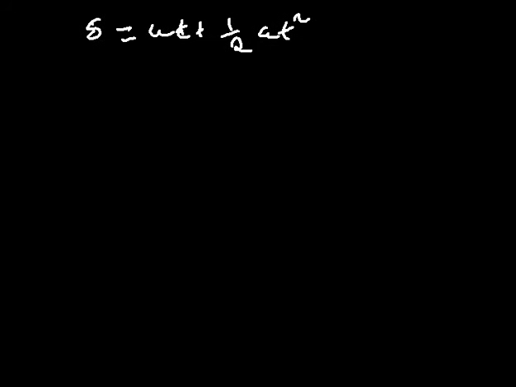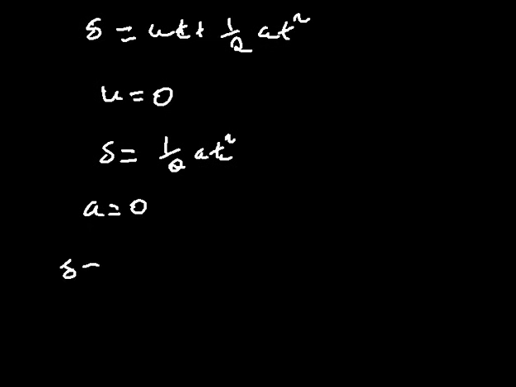Now whenever an object is said to be moving from rest, it means the initial velocity is 0. If that is the case, the displacement formula will be given as half at squared, because the whole of this one will be 0. If the object is moving at a constant speed, it means the acceleration is 0. The displacement formula will be given as ut, or rather vt, since if the object is moving at constant speed, initial velocity is the same as the final velocity.